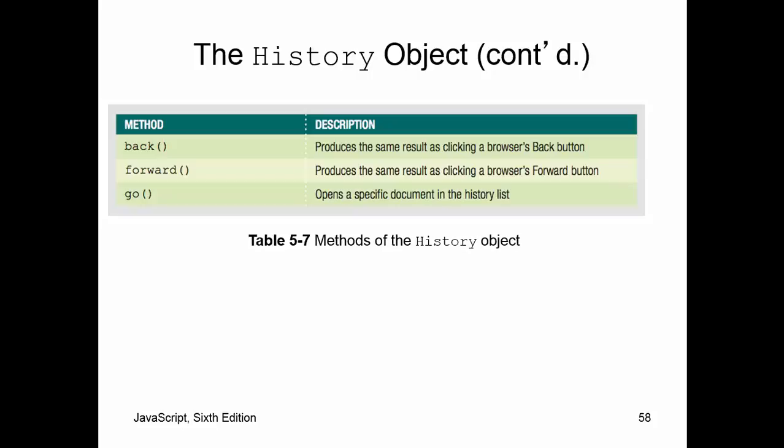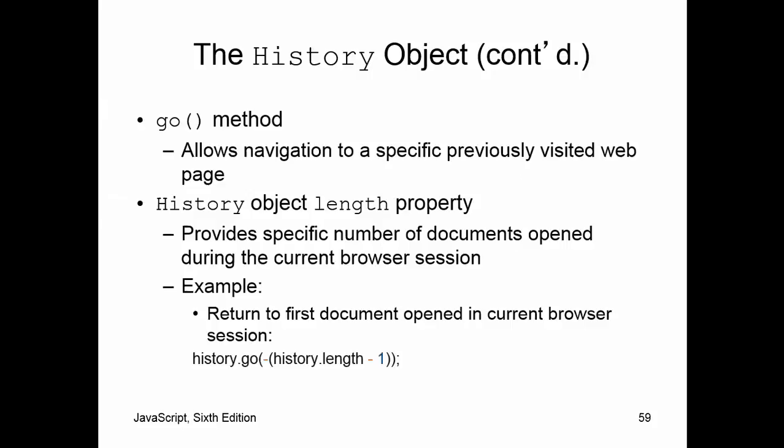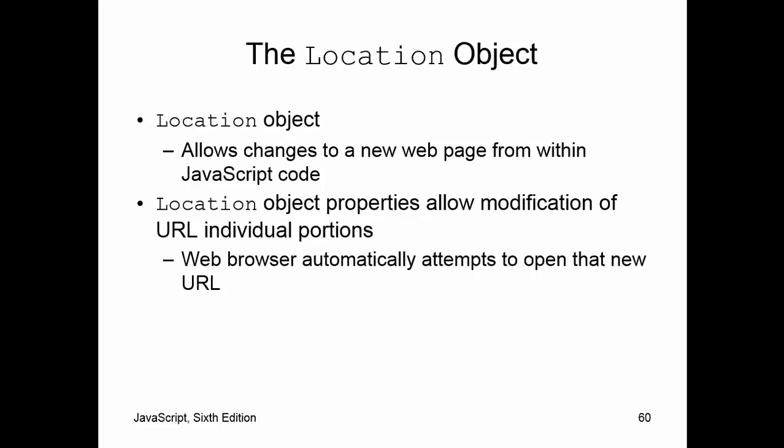The history object also contains just one property. It's called the length property. It contains the specific number of documents that have been opened during the current browser session. So you use it via history.length. So again, as it says, if I want to go to the first document I open in the current browser session, I can use this. So that's the history object.